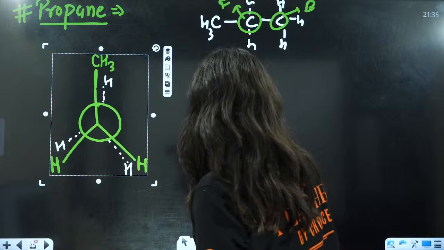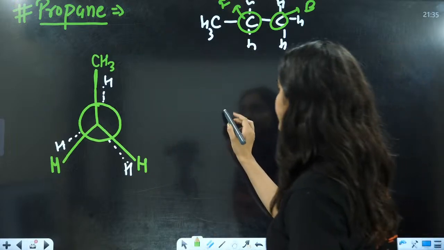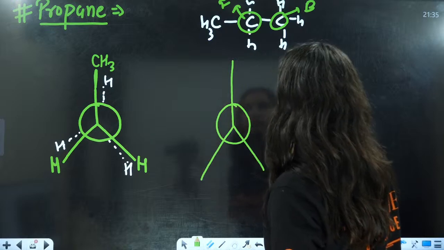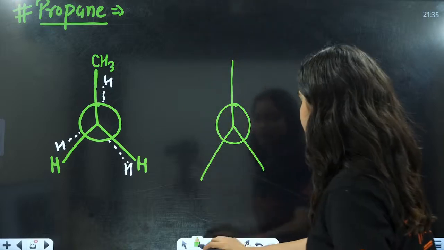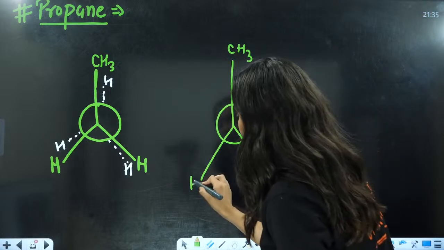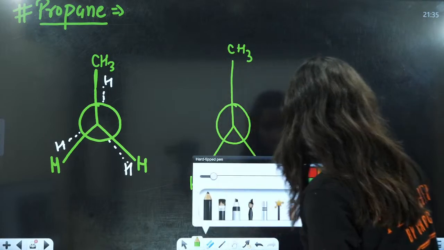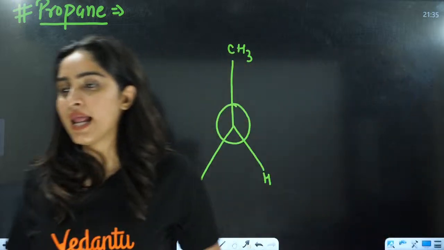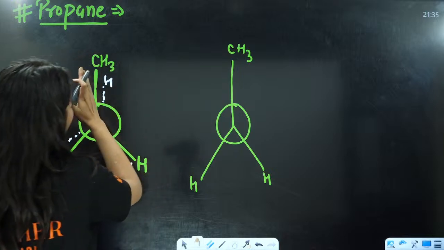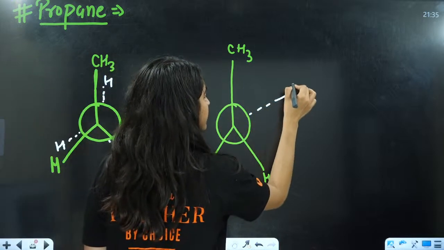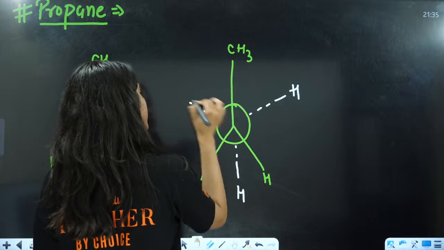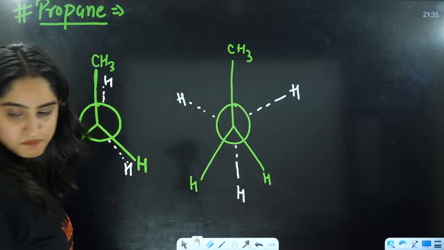Now let us draw another structure here with 60 degrees. I am going to fix it here. This is going to be CH3. This is going to be hydrogen. This is going to be hydrogen. Now let us rotate it to 60 degrees.